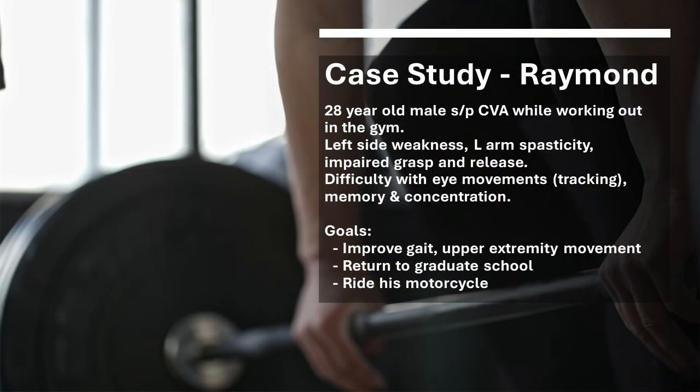So after his stroke, our patient presented with some left side weakness, specifically in his left arm. He had some spasticity going on there, which really impaired his grasp and release. He also has some difficulty with eye movements, particularly with his tracking, also some difficulty with cognition when it came to his memory and concentration. So some of the goals that we really want to work on in therapy is to improve his gait, improve his upper extremity movement. His personal goal was to return to graduate school and to ride his motorcycle. So happy to show you guys this video of some of the interventions that we've used on our patient here.